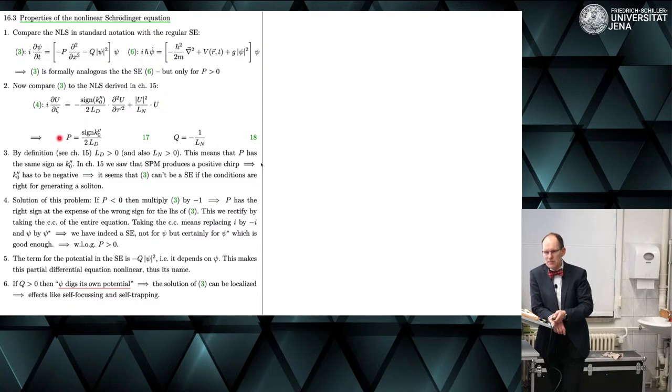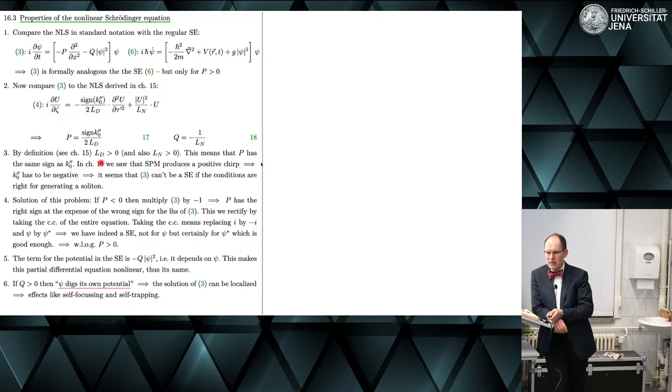And so we can identify p with the sign of k double prime divided by the dispersion length. And here we have q. And by definition, Ld and Ln are positive. So we can change the sign here by the signum, right? Whereas q will always be negative, because of this minus sign, and because N2 in virtually all cases is positive. So what we see is that p has the same sign as k double prime.